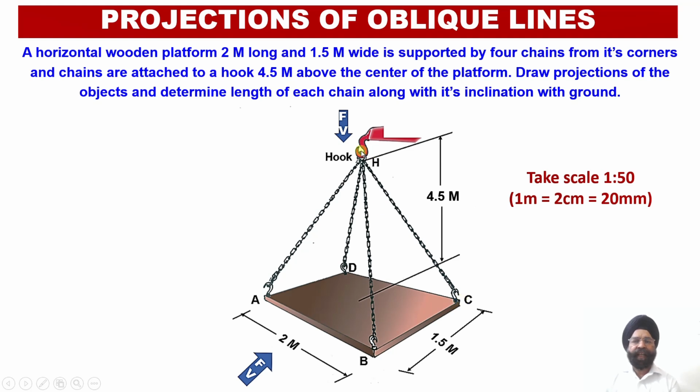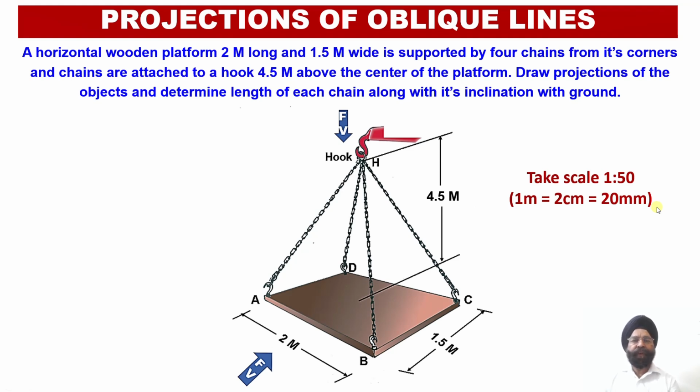This is suspended from the hook using these 4 chains, and these 4 chains are similar in a way that the length of each chain is equal to the others. So we are required to evaluate the length of this particular chain when the distance between the hook and the platform is 4.5 meters. Here we are going to use the scale of 1:50, that is 1 meter we are going to draw as 2 centimeter or 20 millimeter in the orthographic projection.